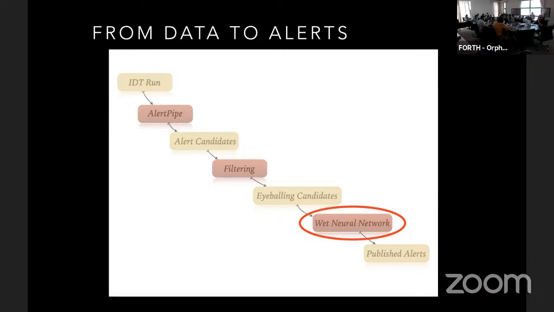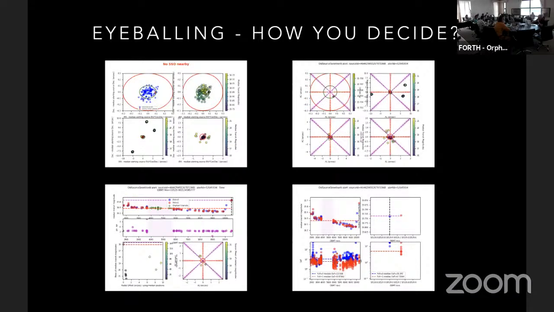But yeah, so these candidates are eyeballed by humans. And this is what this wet neural network means. This is the brain of the team, which decides which sources will be published. And of course, you have quite a lot of things to consider when you vote. These are the images which are looked at, describing the light curves, so the brightness changes of the sources, the environments, and also parameters like the goodness of fit. So yeah, these all have to be looked at to decide which alerts are going to be published.